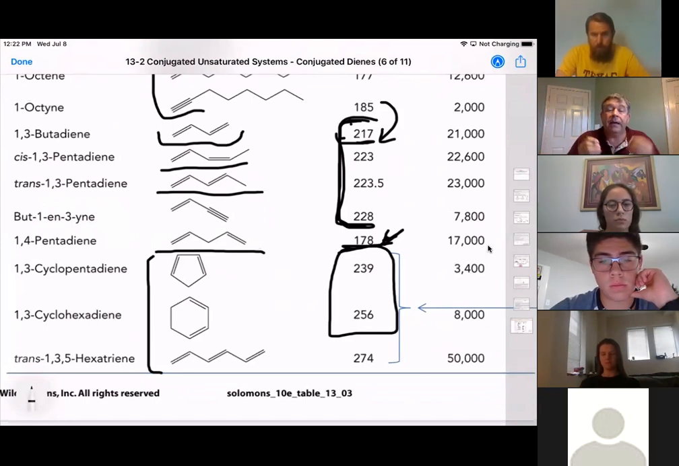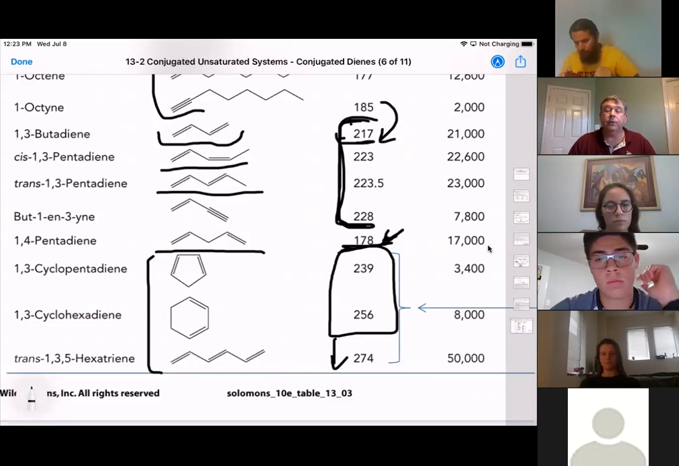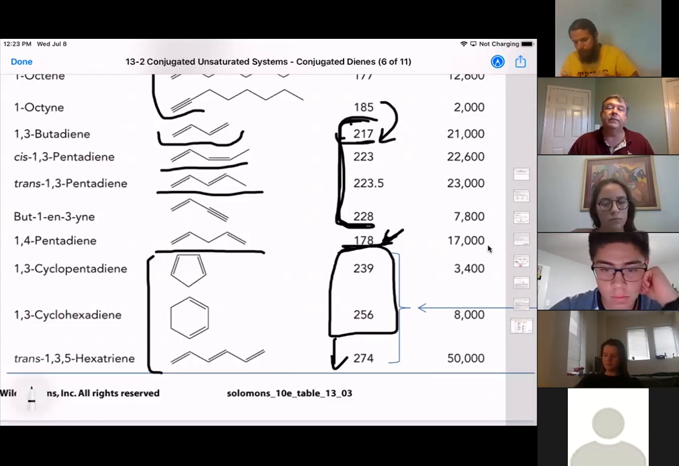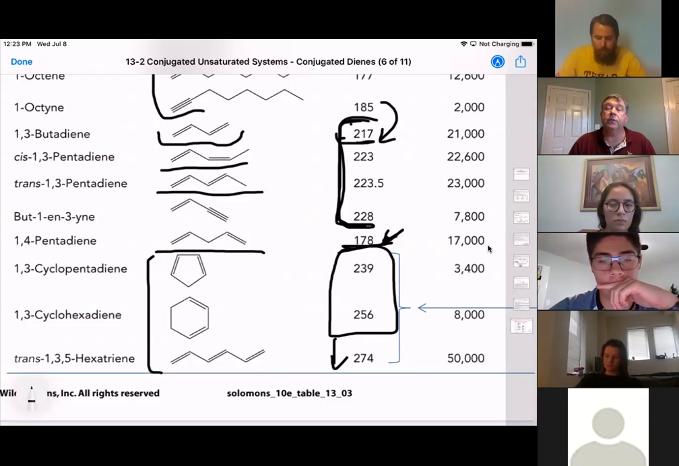And then, of course, by extending the conjugation even one more double bond, we get a significant drop in energy again, and we see it moving closer and closer to the visible. So by the time you get about 4, 5, or 6 of these together, you're starting to absorb blue light and the material starts turning yellow.